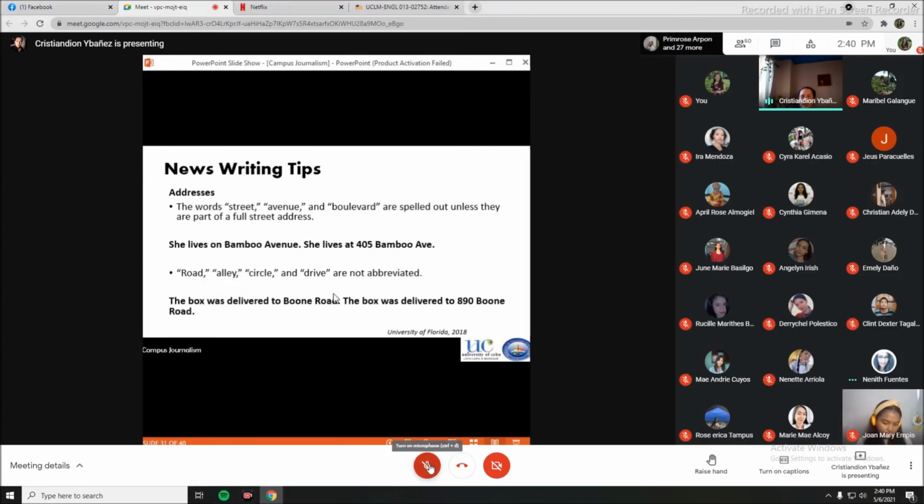And then for addresses, the words street, avenue, and boulevard are spelled out unless they are part of the whole address. Next, the words road, alley, circle, and drive are spelled out no matter the case, whether you live along it or exactly on that particular road. As long as you can say the word, you really have to spell it out.